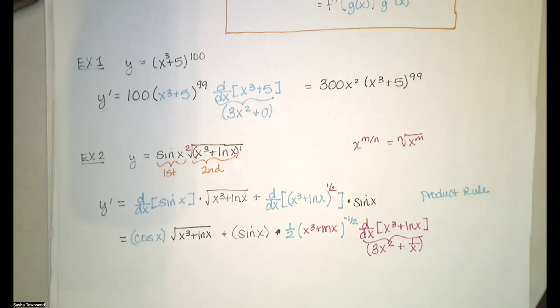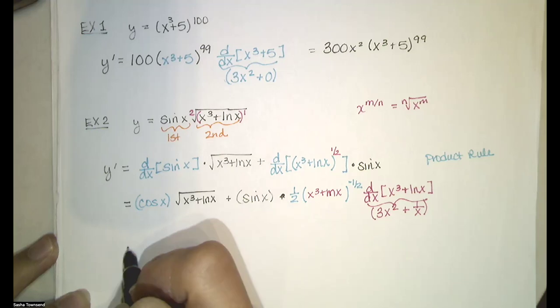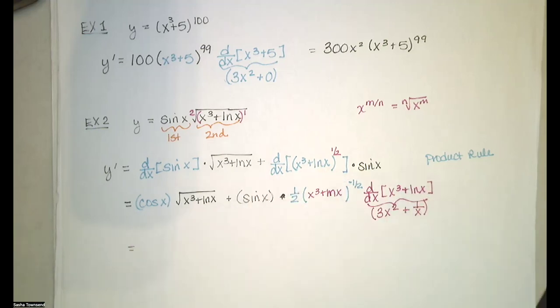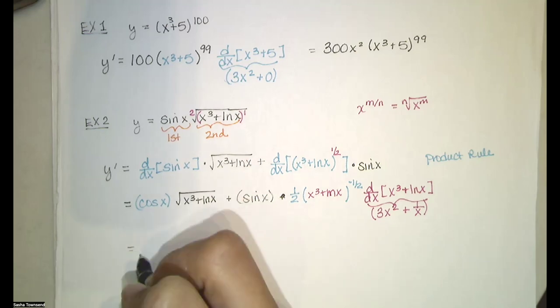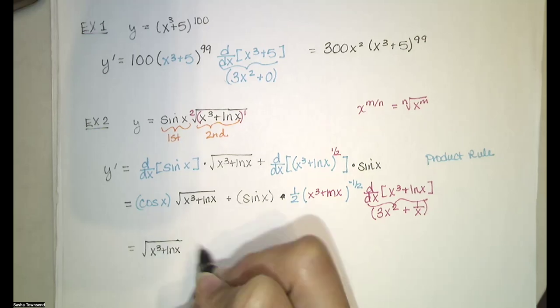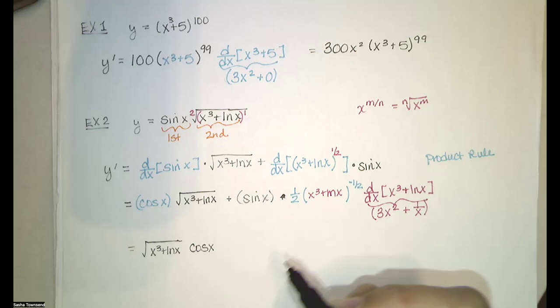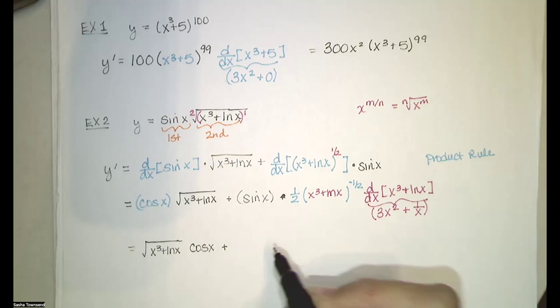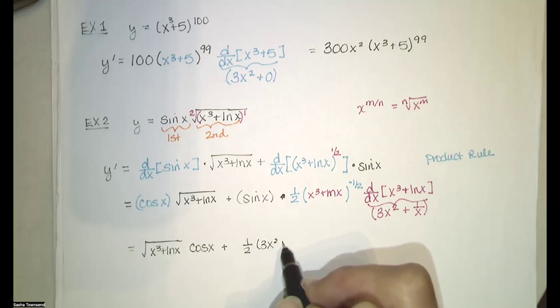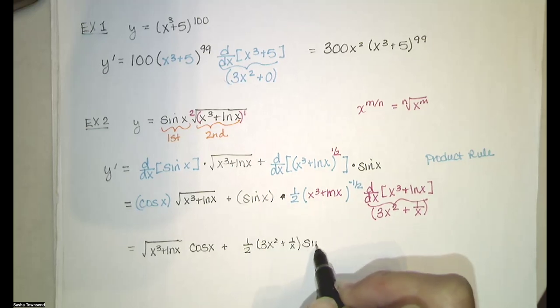I actually tell my students in class that when they're learning these rules to just write down the derivative, make sure you compute all the derivatives and then be done. Just don't do anything else to it. So at this point, I would tell my students to just stop. You've got that square root times cosine. That's 1/2 times this 3x squared plus 1 over x times sine of x.